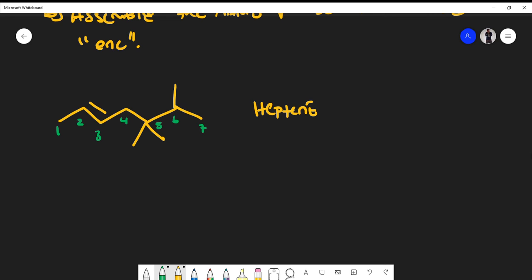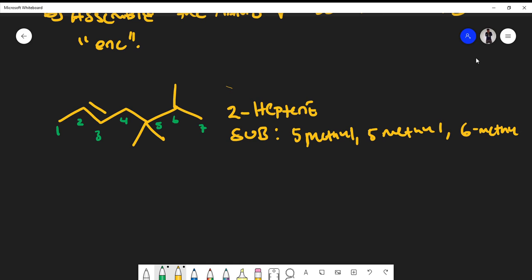Now we have to label where the double bond occurs. The double bond starts at carbon 2, so we say this is 2-heptene. So that's assigning the locant. How about the substituents? On carbon 5 we have a methyl group, actually 2 methyl groups, so this is 5-methyl, and another 5-methyl. And then on carbon 6 we have another methyl, so this is 6-methyl.